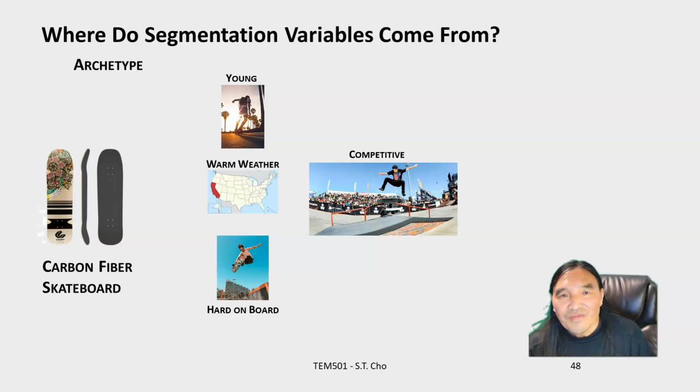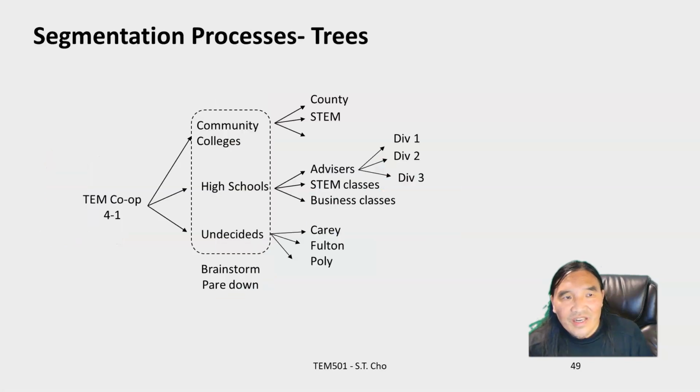Where do segmentation variables come from? Well, thinking about your archetype. For example, if I have a carbon fiber skateboard, who am I thinking about? Well, somebody young, somebody who's likely to be in warmer weather, somebody who's hard on their board. So these are the guys who do stunts. And why not competitors? Because they're looking for an advantage.